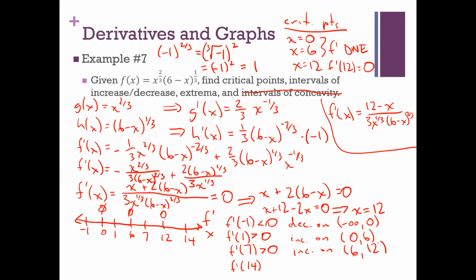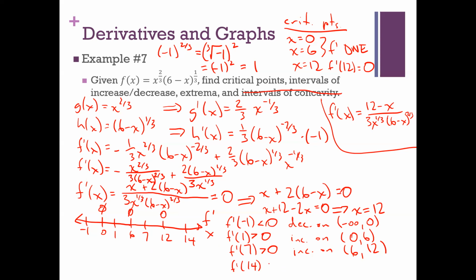So can I just say it's increasing from 0 to 12? Good catch. You cannot say that. Why can't I say it's increasing everywhere from 0 to 12? It does not exist at 6. Yeah, you can't say anything about 6 itself. So I have to leave 6 out of that interval.